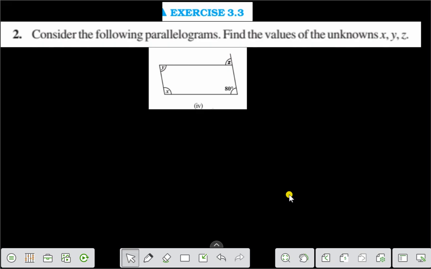Hello everyone. Today we shall discuss exercise 3.3, question number 2. Consider the following parallelograms. Find the values of the angles x, y, z.